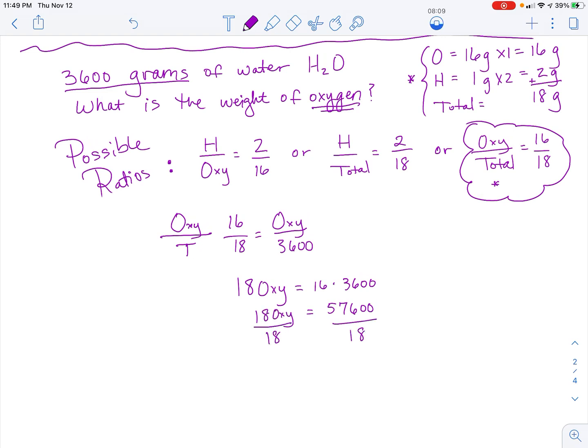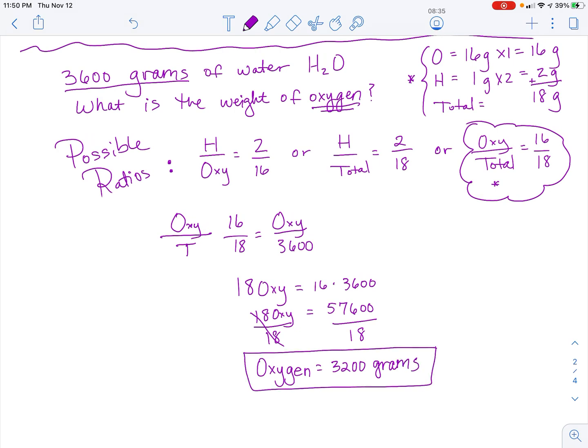We're going to divide both sides by 18, and if you put this in your calculator, you're going to find out the oxygen part of this molecule weighs 3,200 grams. Okay, so that's how we would figure that out.